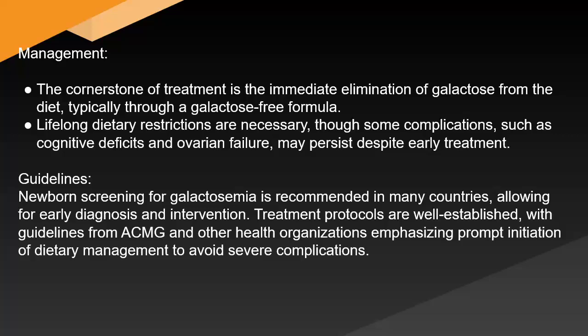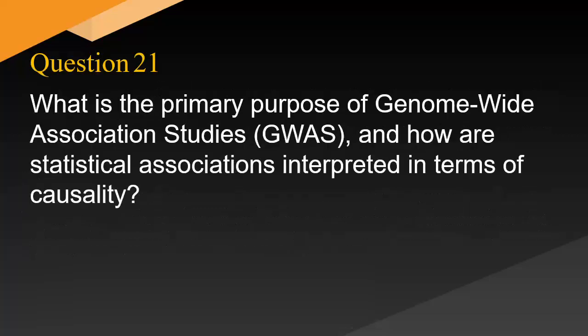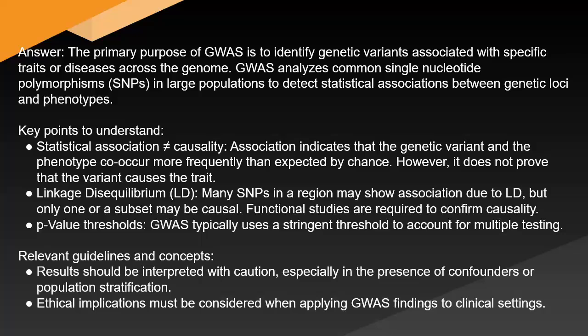avoid severe complications. What is the primary purpose of genome-wide association studies, GWAS, and how are statistical associations interpreted in terms of causality? Answer: the primary purpose of GWAS is to identify genetic variants associated with specific traits or diseases across the genome. GWAS analyzes common single nucleotide polymorphisms (SNPs) in large populations to detect statistical associations between genetic loci and phenotypes.